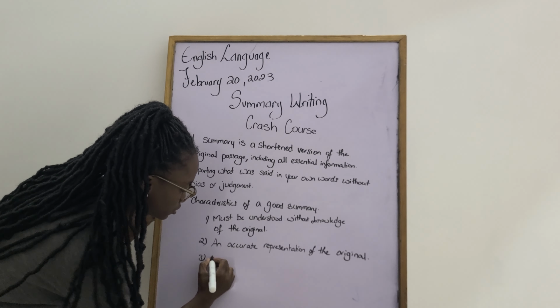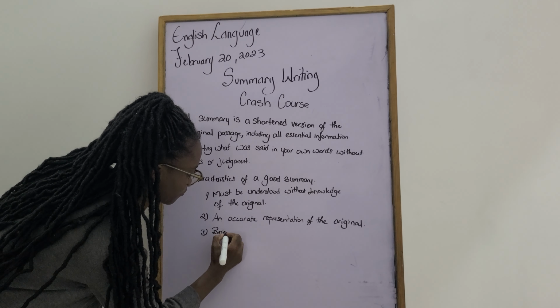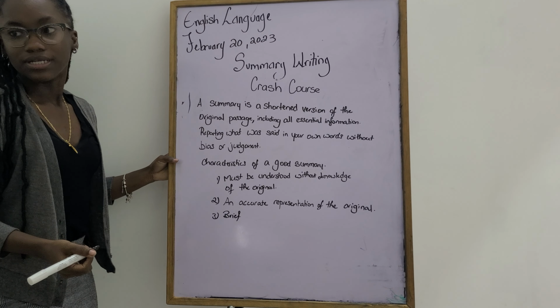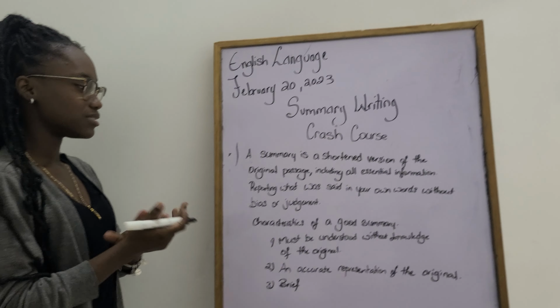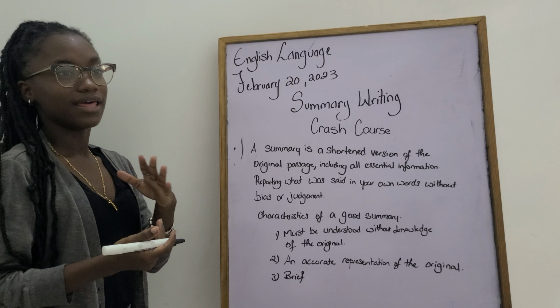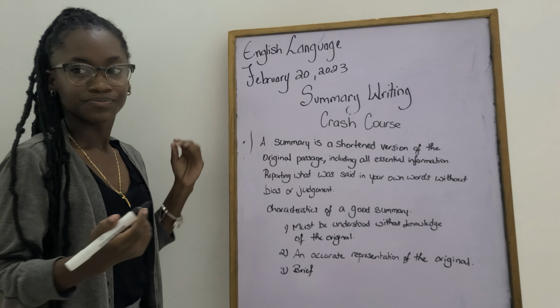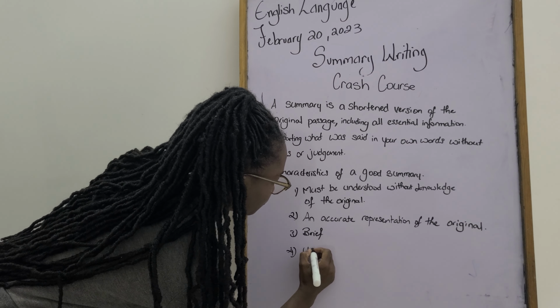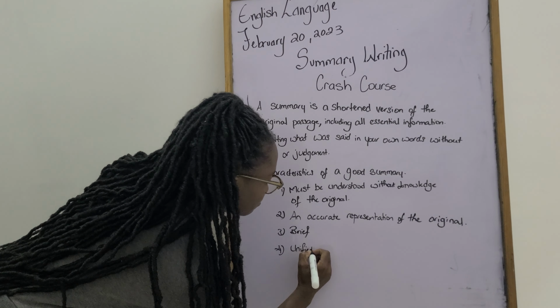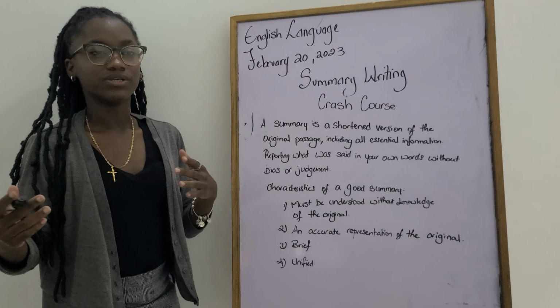It must also be brief. This is very important. You don't need any unnecessary details in the summary. It cannot be the same length as the original passage. And it must also be unified. Unified means that it needs to flow. You cannot make it seem like you were just picking random things from random places, putting them together. It needs to flow.